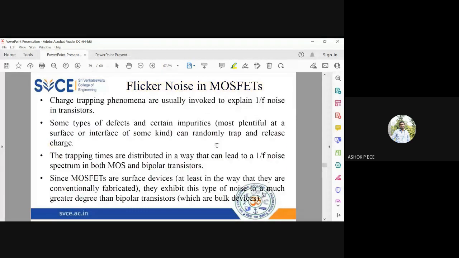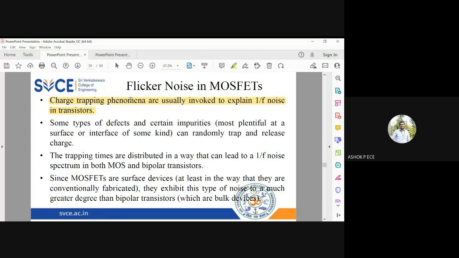So in a transistor generally, we have this charge trapping phenomenon, which is usually the cause of 1/f noise. We have seen in shot noise, the random arrival of electrons will contribute to shot noise, right? So same way in transistors, we have this charge trapping phenomenon. You have three regions: emitter, base, and collector. If you're going to see MOSFET, you have source, drain, and gate, right?